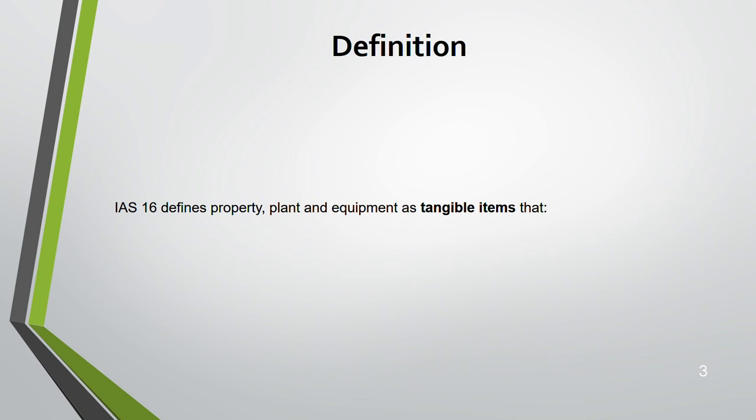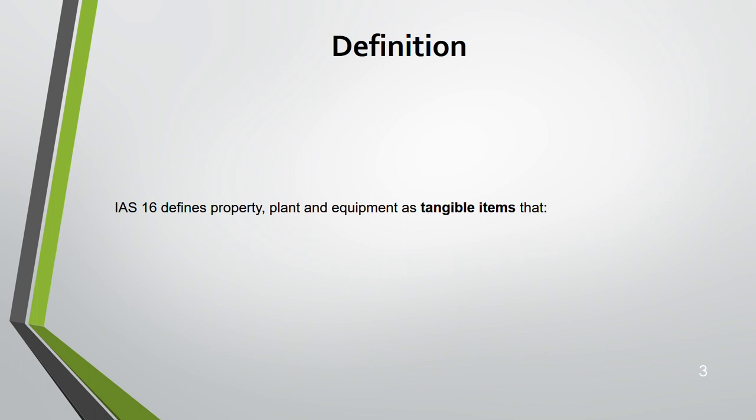If it's a tangible asset, IAS 16. If it's an intangible, IAS 38, which we are going to deal with later on. We have not finished IAS 38 yet, but when we do it, we'll be dealing with intangible assets. So you need to separate these two types of assets. Understand? Obviously, tangible is easier to identify because you can see it and touch it.